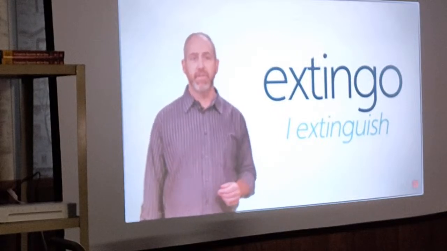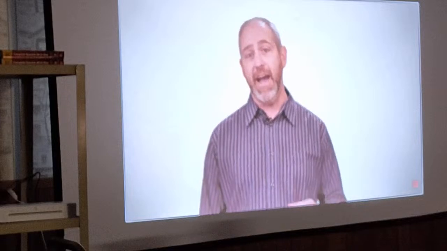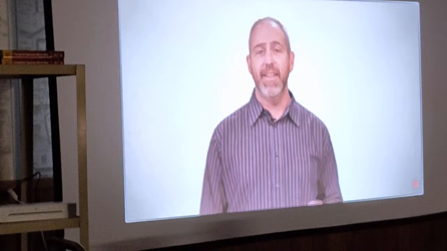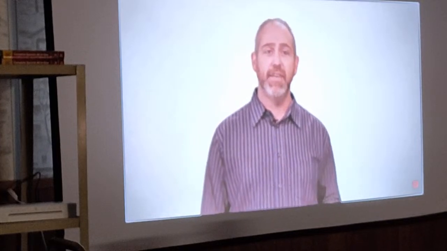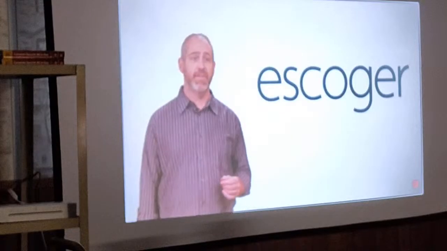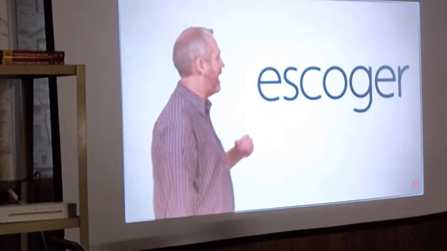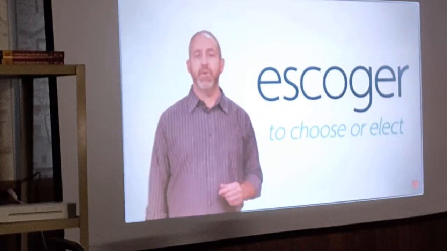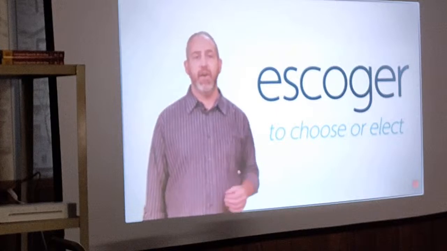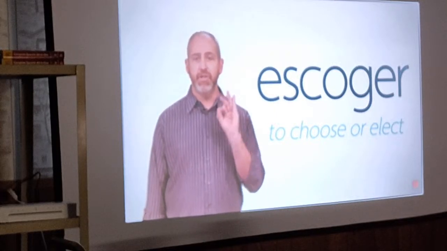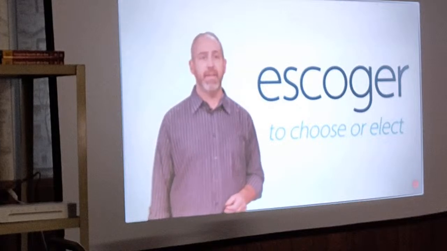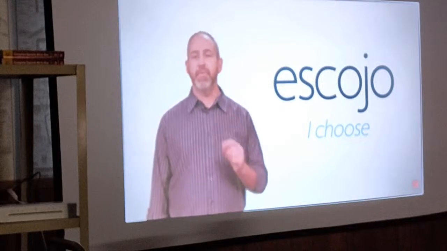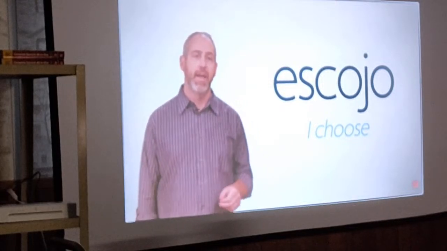Okay. Now let's look at GER and GIR verbs. In the yo form for these, that G is going to change to a J. So let's look at this verb, escoger. Escoger, which means to choose or elect something, pick something. It ends in GER, so let's change that G to a J in the yo form. And we get this, escojo, E-S-C-O-J-O. You just got to remember to change that G to a J in the yo form.